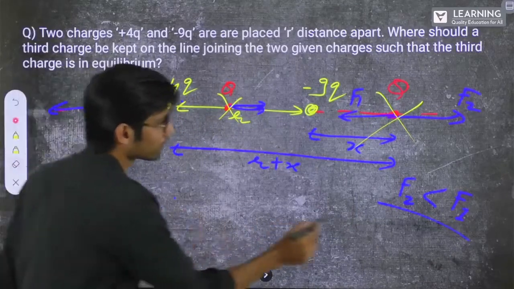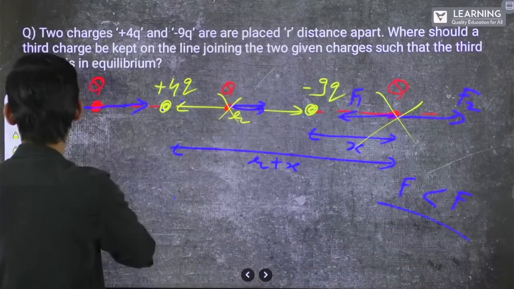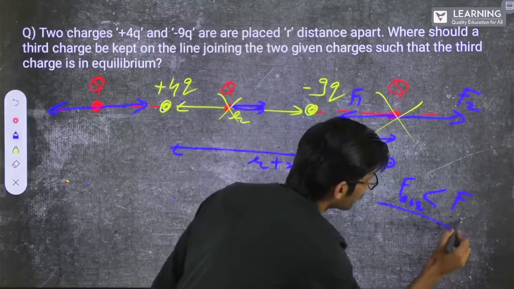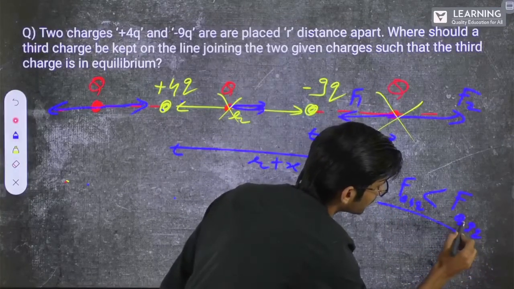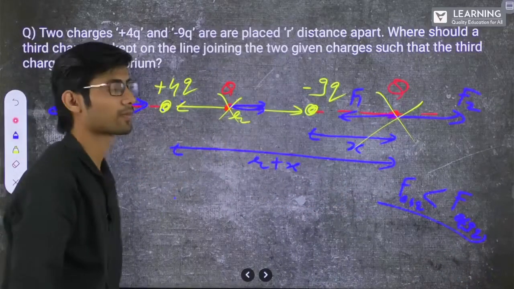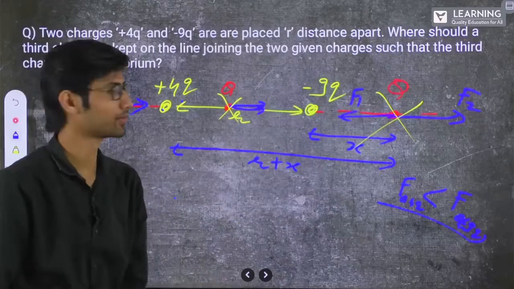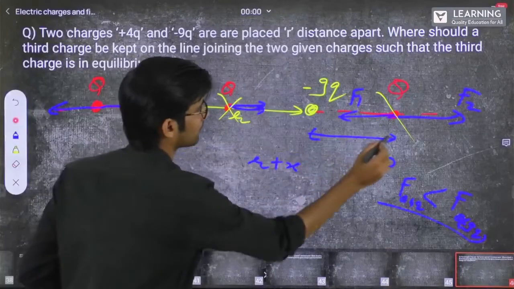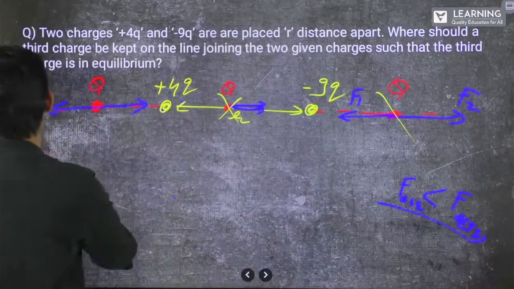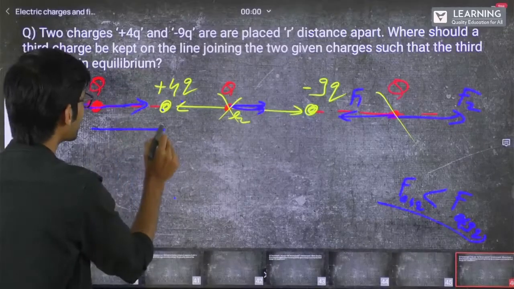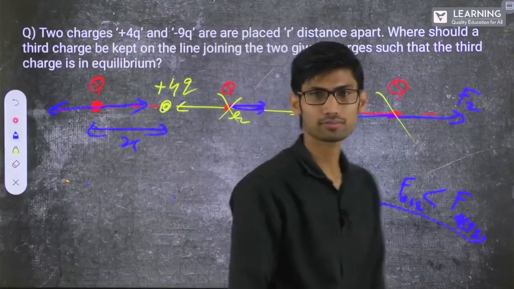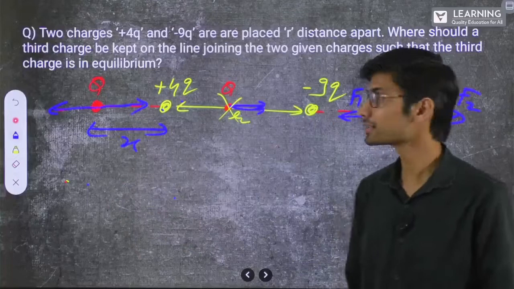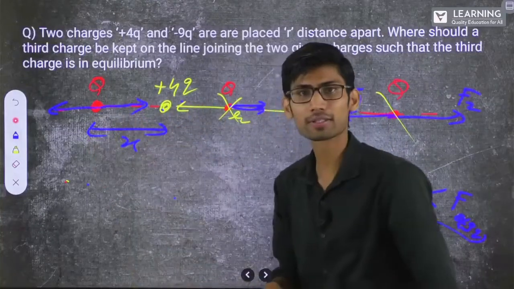If I write properly, force on Q due to 4Q will always be less than force on Q due to minus 9Q. Okay? At this side, this side, if you see, now if I consider this distance as x from 4Q, then this entire distance will be r plus x. This is r, this is x, r plus x, right?